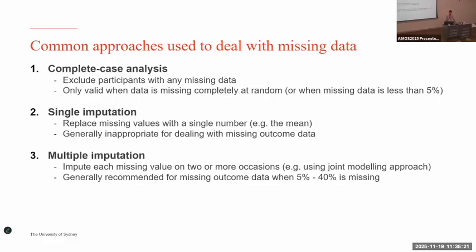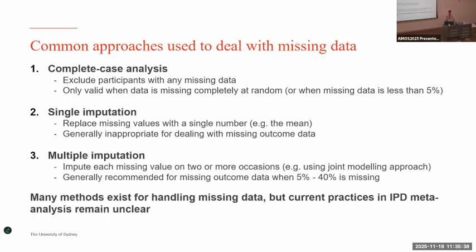A third approach would be to use multiple imputation, where we impute each missing value on at least 2 occasions. And this approach is generally recommended for imputing significant amounts of missing outcome data. And in any case, there are many methods available to deal with missing data, but currently it is unclear about what current practices are being used to deal with missing data in IPD meta-analyses.